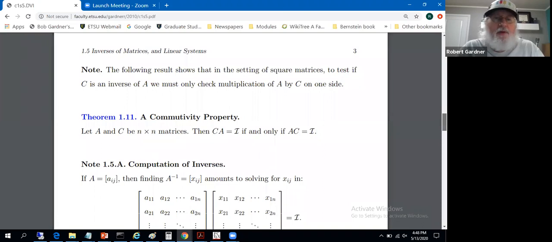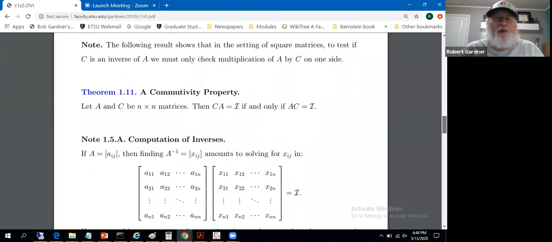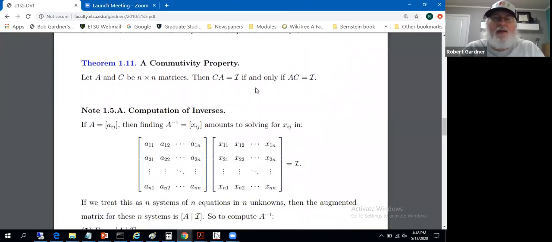Okay, we haven't computed inverses yet. Let's go through one more little technical result. This says if A and C are n by n matrices, and it's important that they're square matrices, and C times A equals the n by n identity, then, and only then, if and only if, the result is A times C equals the identity.